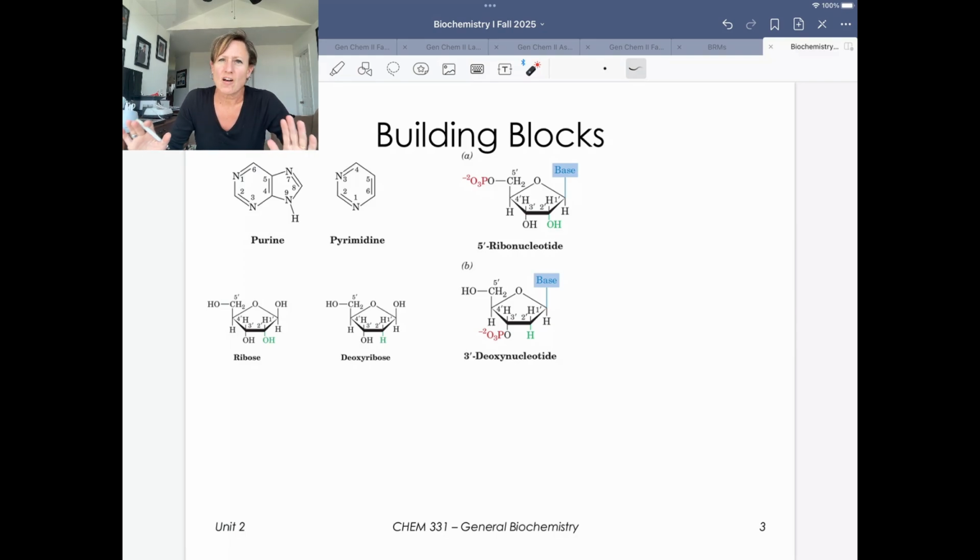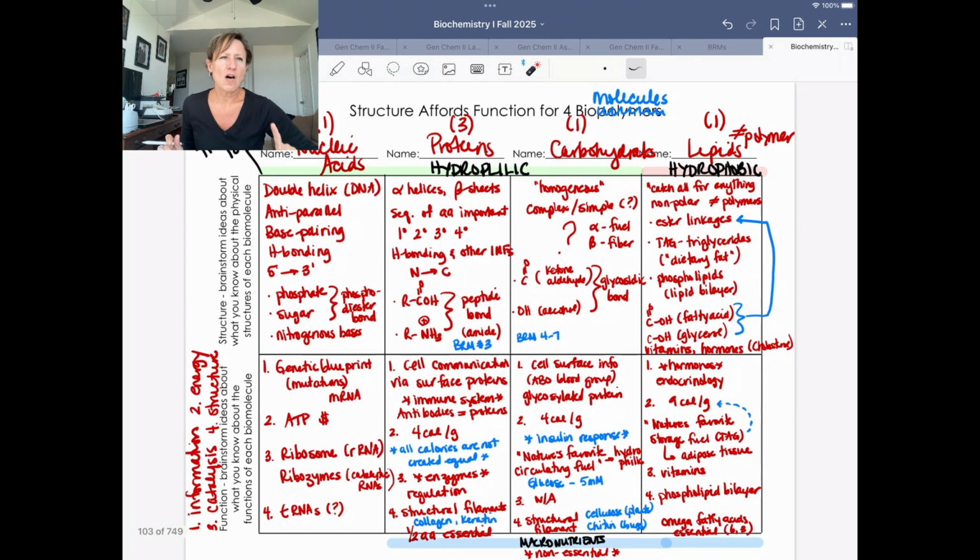So, this is our first entry into thinking about the structure of biological molecules and how that structure affords function. For each of our four learning units that cover those four biological molecules, we've got nucleic acids, proteins, carbohydrates, and lipids. Remember, at the end of our first learning unit, we wrapped up with this 30,000 foot view of the different biological molecules we're going to study.